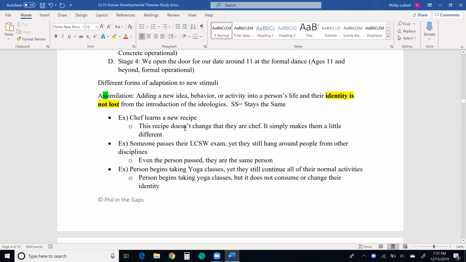So a couple of examples to keep this in mind: a chef learns a new recipe. So this recipe does not change that they're a chef. It simply makes them a little different. Another example, someone passes their LCSW exam, yet they still hang around people from other disciplines. So even though the person passed, they're the same person. Now, if they only hung out with social workers based on the fact that they passed their social work licensure exam, then that would be a different situation, which would be accommodation.